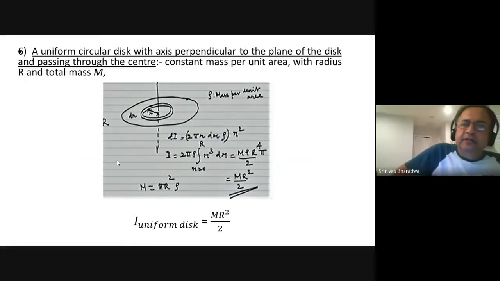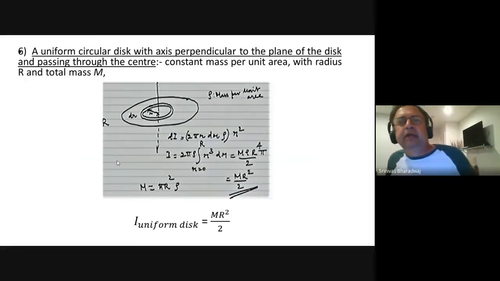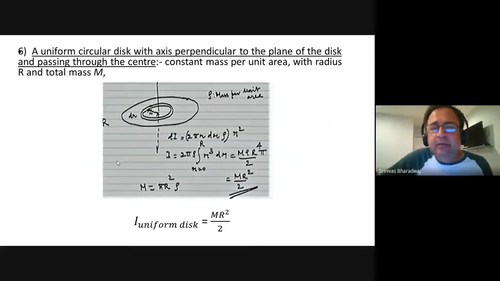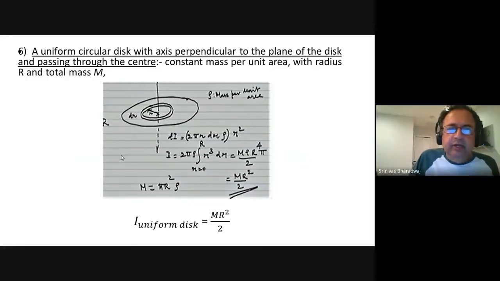Uniform circular disk with axis perpendicular to the plane of the disk and passing through the center. So this one is mr square by 2. It is a disk, right? It has a mass m and a radius r, so it is mr square by 2. And that is derived by looking at it using thin disks.